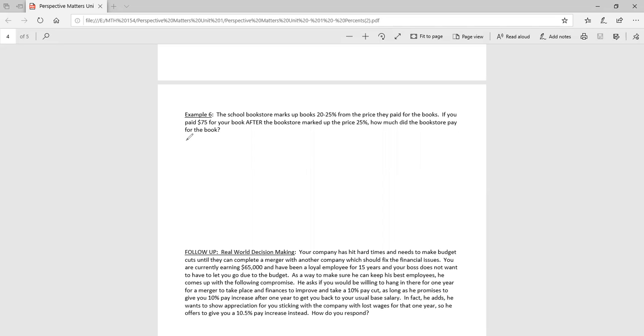So let's think for a second. There's the price of the book that the school bookstore paid. And then they added the markup. And then that markup is what you pay. So let's take a look at that before we figure this out. So how much did the school bookstore pay? That's what we don't know.